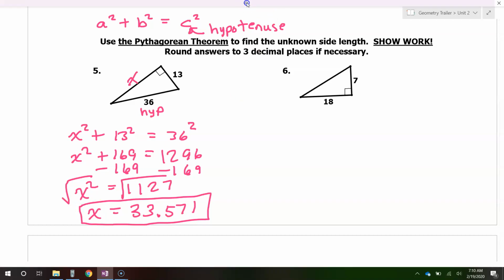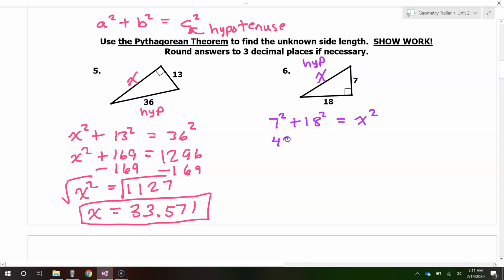All right, now let's do that one more time. This time the unknown side is right here. This is, in fact, the hypotenuse. It is across from the 90-degree angle. So we will make sure that this hypotenuse is over here by itself. So this time I will have 7 squared plus 18 squared. By the way, the order of these doesn't matter, as long as the hypotenuse is by itself.